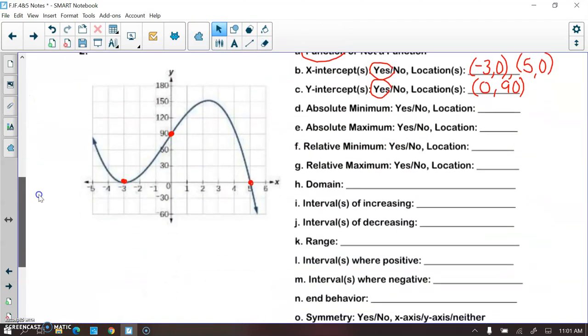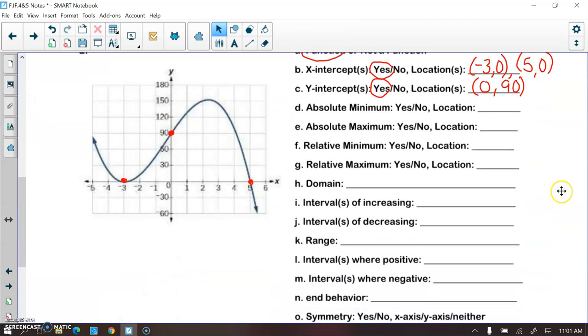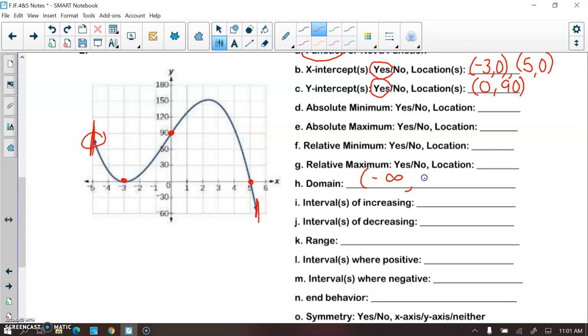Going down to number 2. So domain, your leftmost point has an arrow on it. So it goes from negative infinity to your rightmost point, which also has an arrow on it, so it goes all the way to infinity.